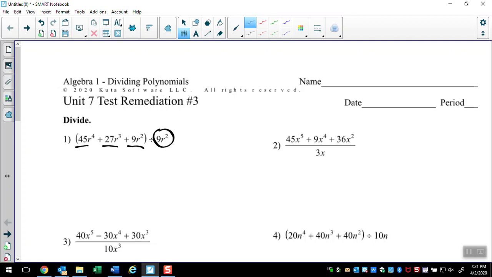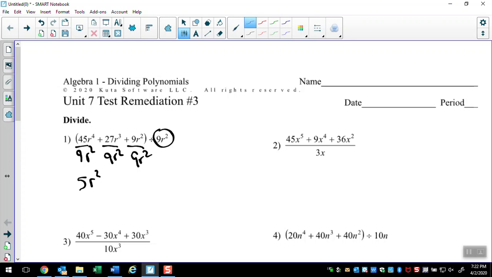So I'm going to do this individually. I'm going to take 9r squared and divide that into each of these terms. All right, so when we do this, I'm going to start with just my numbers. 45 divided by 9, well, that's easy, that's 5. Now, when I'm dealing with the variables, the rule is we want to subtract the exponents. So 4r's minus 2r's is going to give me r squared.